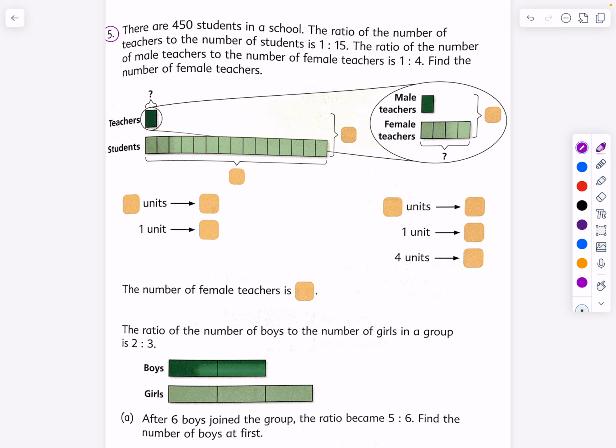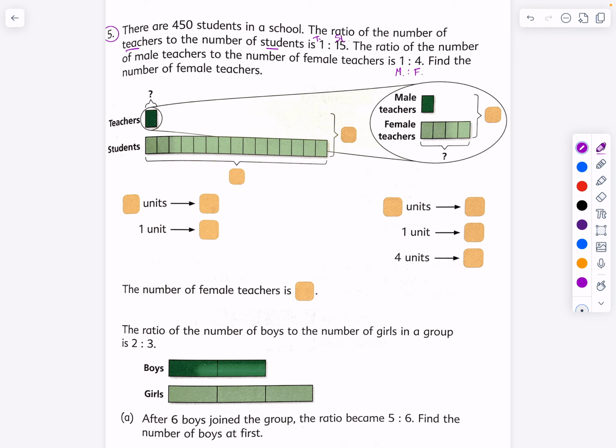There are 450 students at a school. The ratio of the number of teachers to the number of students is 1 to 15. So this is T for teachers and ST for students. The ratio of the number of male teachers to the number of female teachers is 1 to 4. So male to female is 1 to 4. Find the number of female teachers.